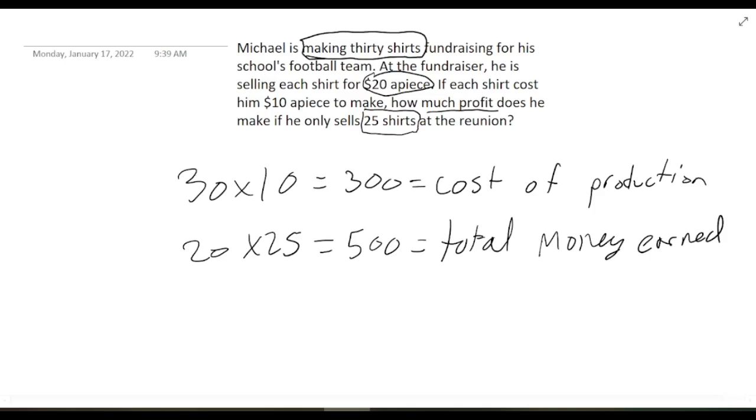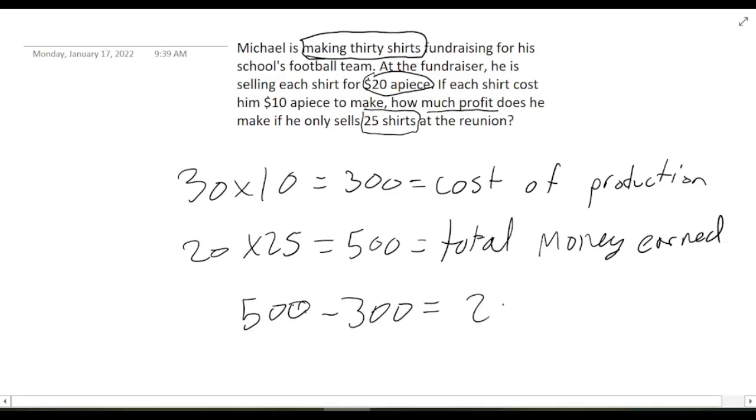But remember, this 500 does not take into account the $10 that each shirt costs to make. So he made a total of $500 that day, but he spent $300 earlier that day making the 30 shirts. So when we subtract 500 minus 300, we get $200. And this is his profit. We took the total amount of money he made at the fundraiser and subtracted the cost it took him to make those initial 30 shirts.